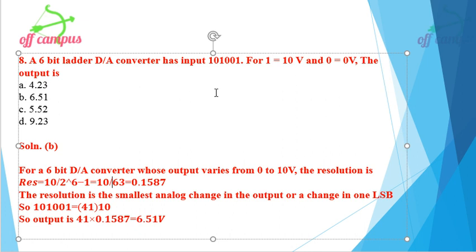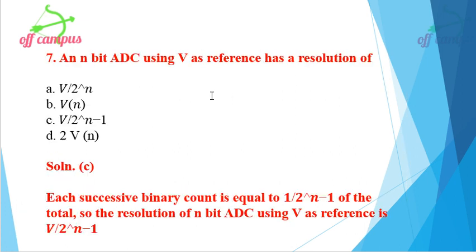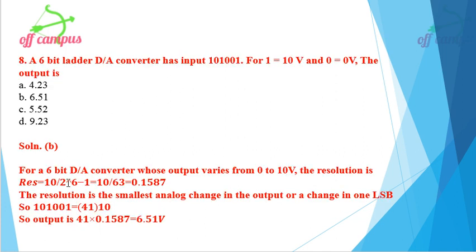What is the formula for resolution? V reference divided by 2 power n minus 1. Before we have seen, V divided by 2 power n minus 1. What is V? V is 10 volt, and n is the number of bits. So apply these values in that formula. We will get 10 divided by 63 as 0.1587. So, this is the resolution.